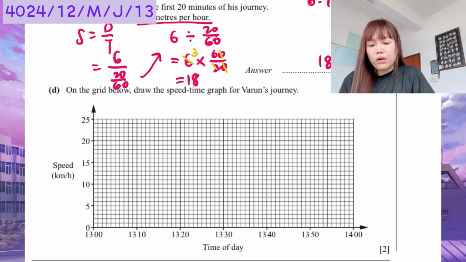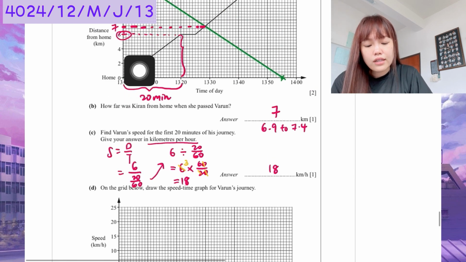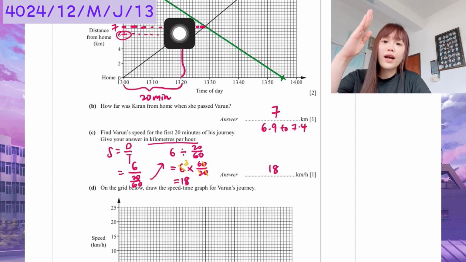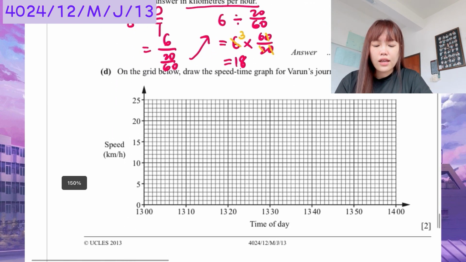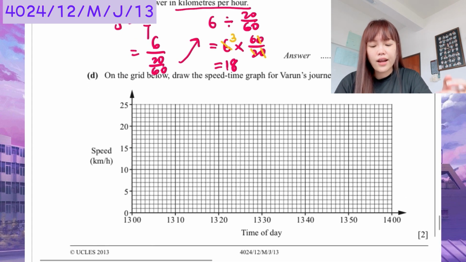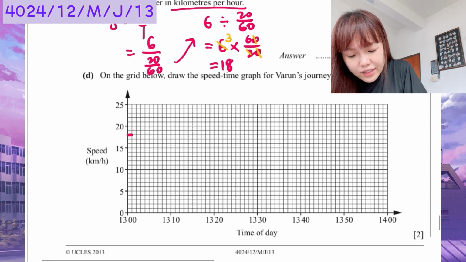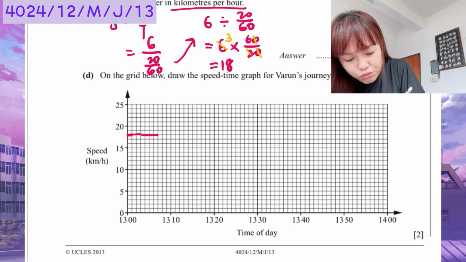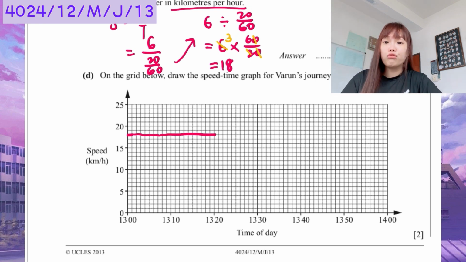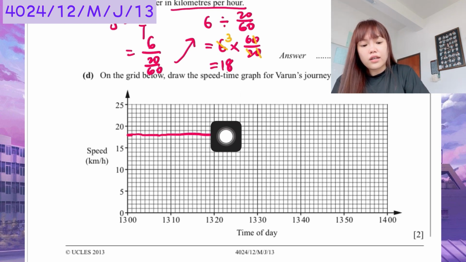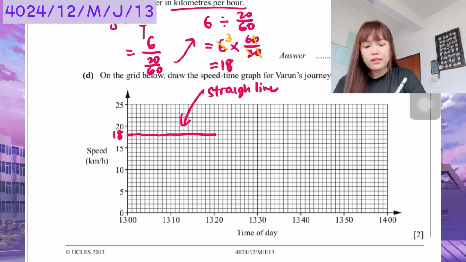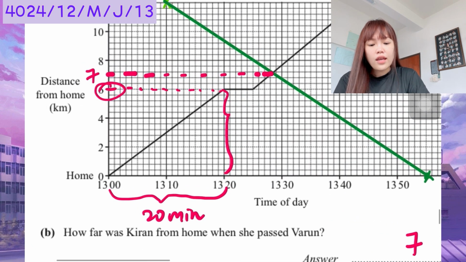Part D. On the grid below, draw the speed time graph. We know that the speed is constant, because this is a distance time graph, it goes all the way up constantly, means that your speed is constant. So your speed time graph must be a constant speed. And you know the speed from part C already is 18, right? So constant speed means you have to draw a straight line at 18 here, for the 20 minutes. Use a ruler to draw. Mine is not using ruler, please don't follow mine. You use your ruler to draw the line. So here until here, remember this must be a straight line. Constant speed of 18 until 20 minutes, 13:20. And then you look what happened here.